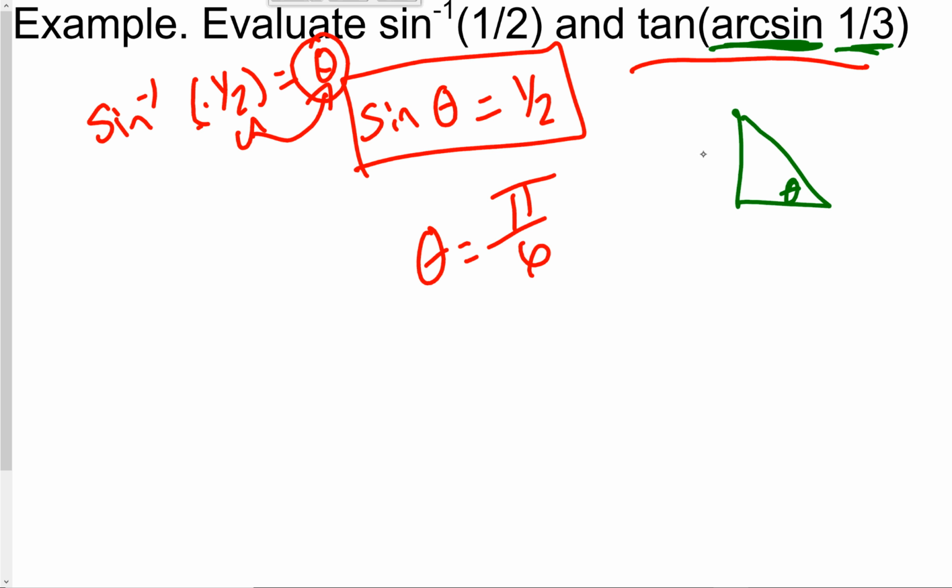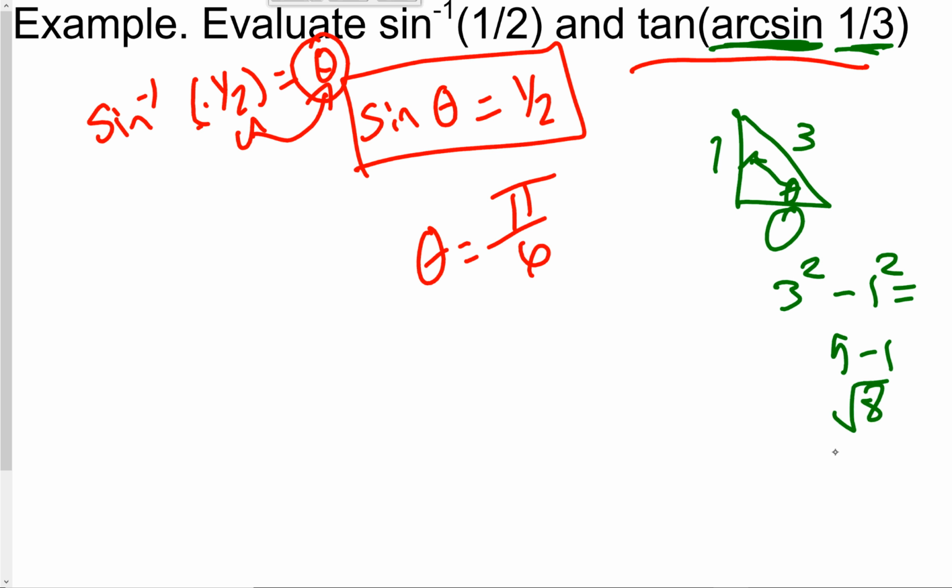Well, sine is opposite over hypotenuse, right? So that's 1 over 3. Then I can use the Pythagorean theorem. 3 squared minus 1 squared equals this side squared. So we can go 9 minus 1 is 8. Square root of 8 is 2 root 2. So this side is 2 root 2.